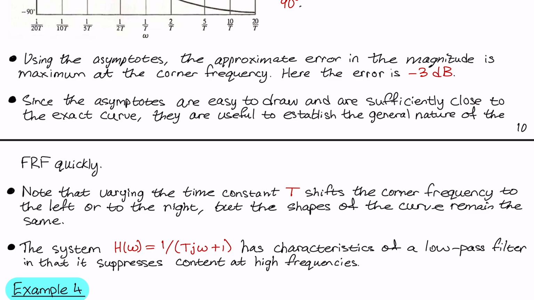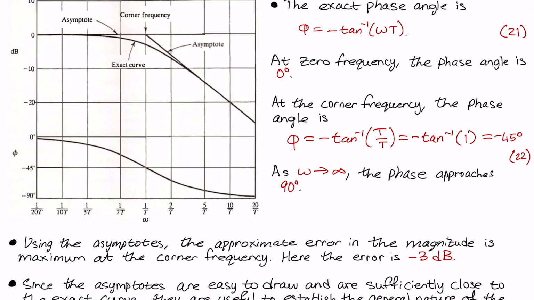Okay, so note that varying the time constant capital T is going to shift our corner frequency to the left or the right, depending on whether we decrease it or increase it, but the shapes of the curve are going to remain the same. Another thing to note is that this first order system, with a frequency response of 1 over T j omega plus 1, has the characteristic of a low pass filter, in the sense that it's going to suppress things at high frequencies. If we go back up to our magnitude plot, we get something very close to 0 dB for low frequencies, and then it drops off steeply for higher frequencies.